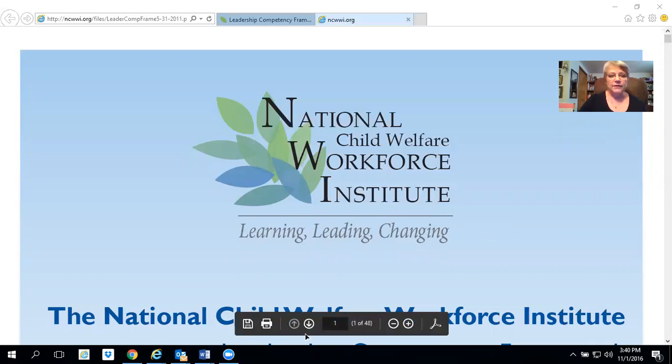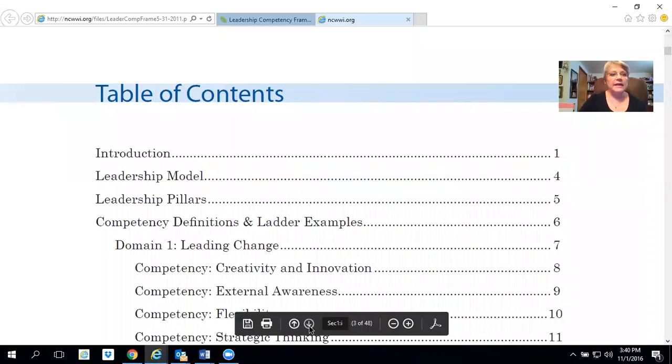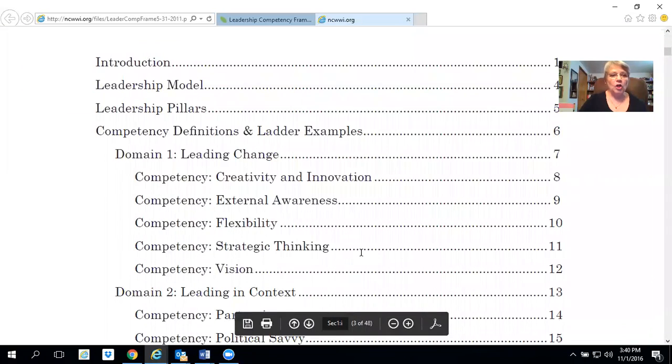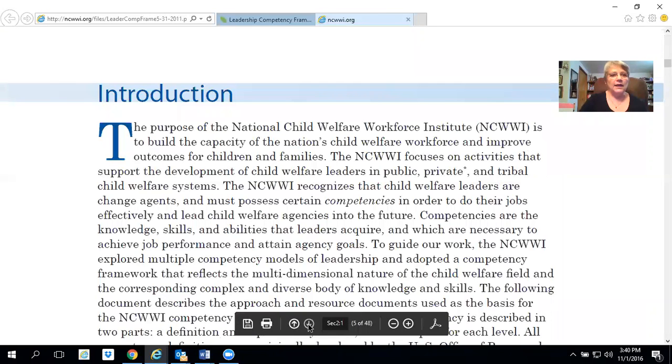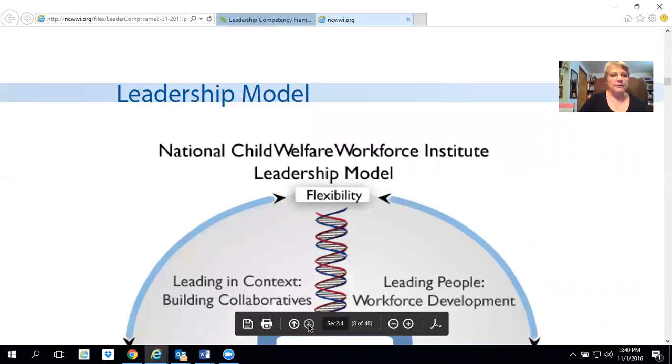So this is where you're going to find the many competencies. I'm just going to go through the pages very quickly. Here in the table of contents, you'll see that all the competencies, the 5 domains and the competencies associated with each are listed. So leading change, creativity and innovation, external awareness, etc. And then there's an introductory piece that I would love for you to read.